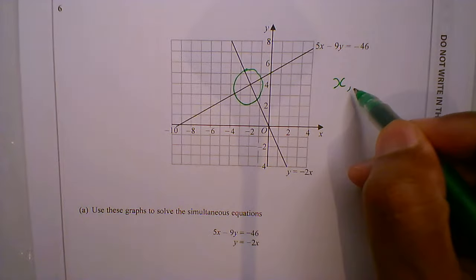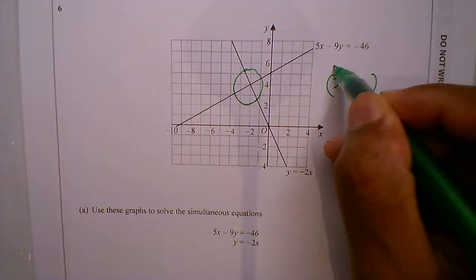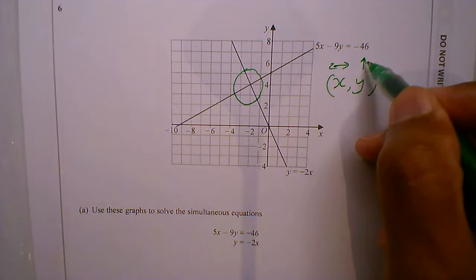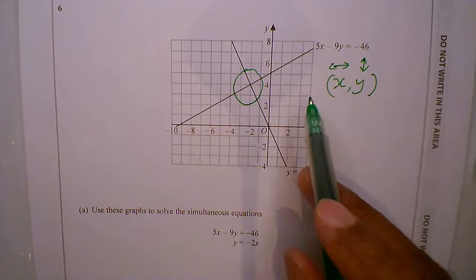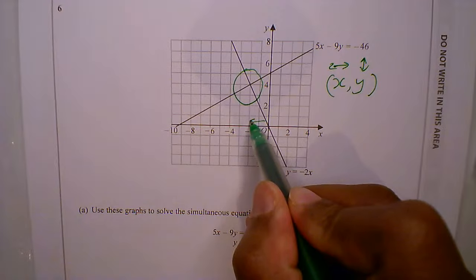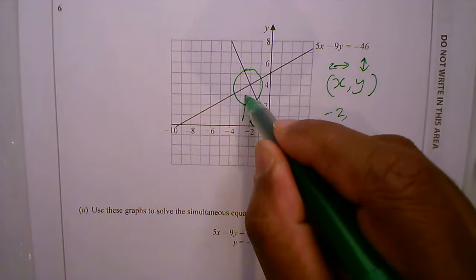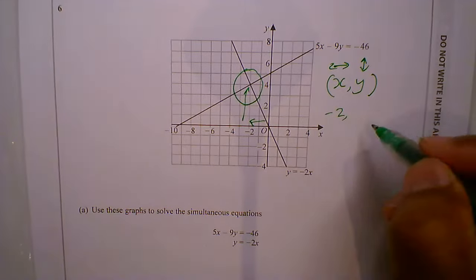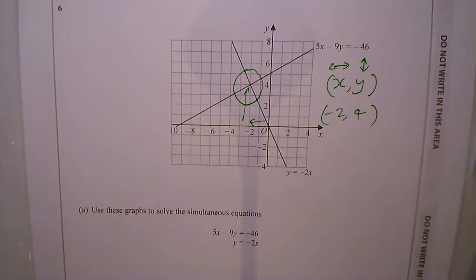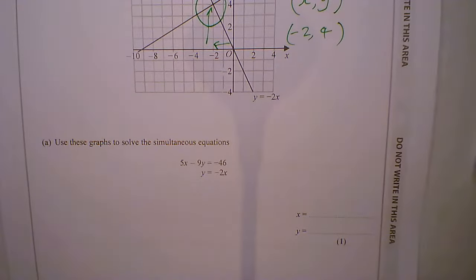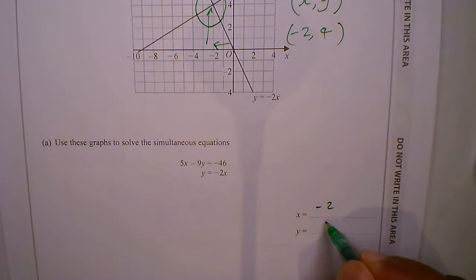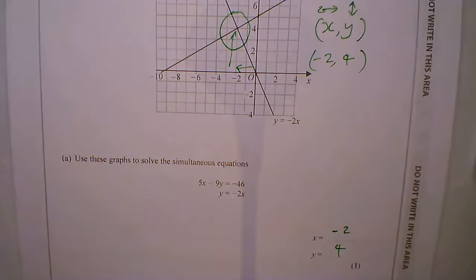And how we do that, coordinates are x and y along the corridor and up the stairs or down the stairs. So here we're going to the left, which is minus 2, and then we're going up to 4. So that's a nice, easy question there, worth 1 mark. So my answer is minus 2, 4. So that's 1 mark.